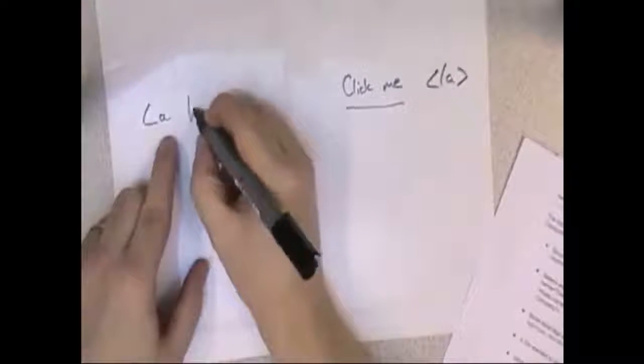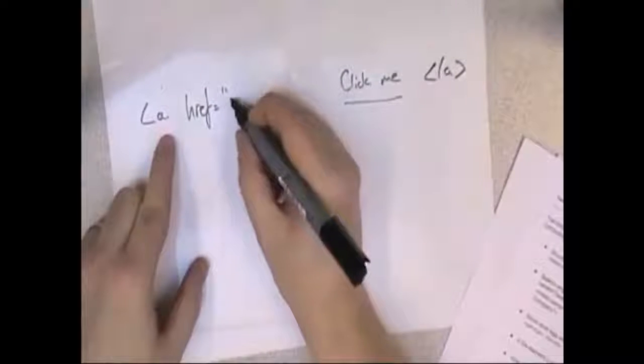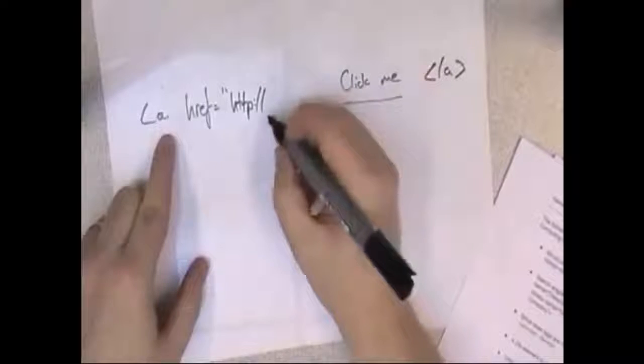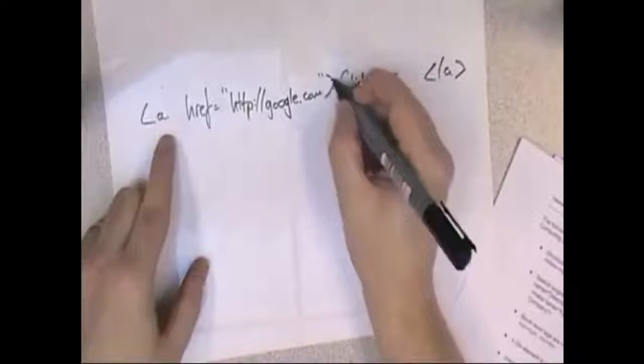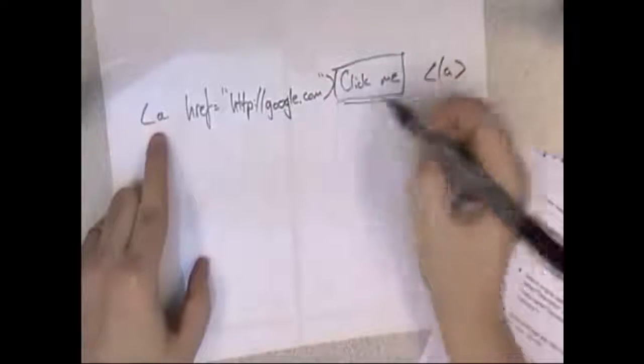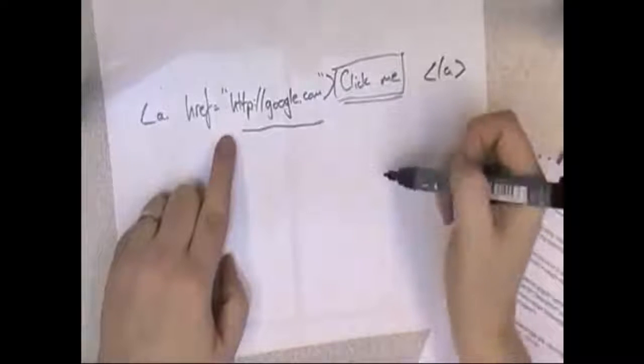Okay, and what we're going to do is this. I'm going to build it up stage by stage. The parameter is going to be href, hyperlink reference, and we can add in where we want it to go to. You've got to have the HTTP, you've got to have the protocol, and then we can have google.com. Okay, so we've got an anchor tag that affects the text click me, and how it will affect it is to make it a hyperlink reference to this web page here.